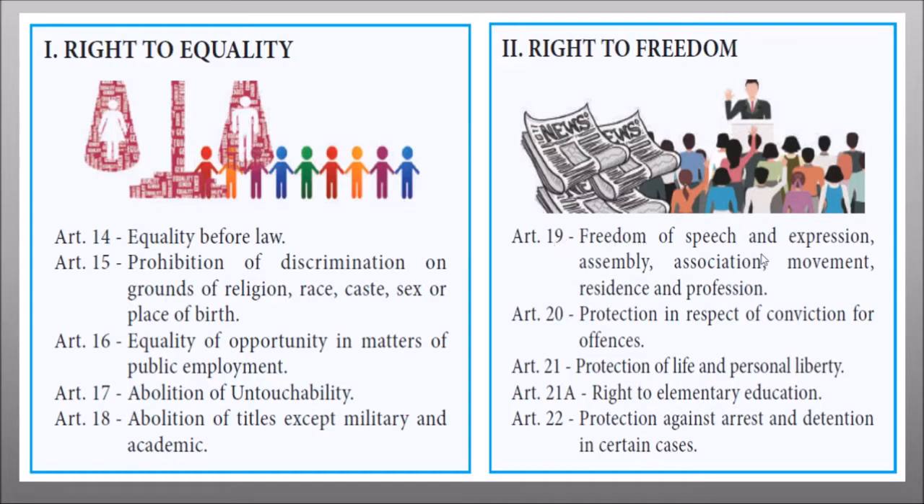Article 19, freedom of speech and expression, assembly, association, movement, residence and profession. According to article 19, people have the freedom to speak what they think and to express what they want to say, and they have freedom of assembly, association, movement, residence and profession. Article 20, protection in respect of conviction for offences. Article 21, protection of life and personal liberty. Article 21A, right to elementary education. Article 22, protection against arrest and detention in certain cases.